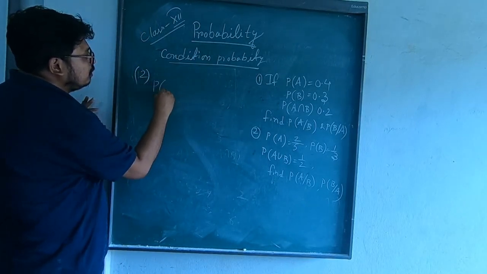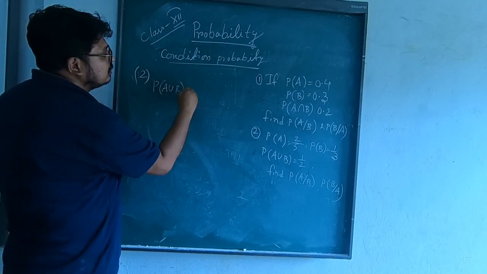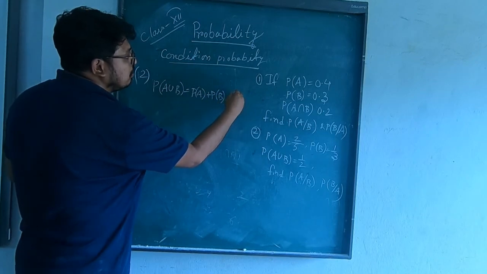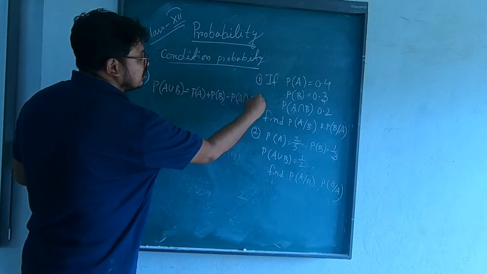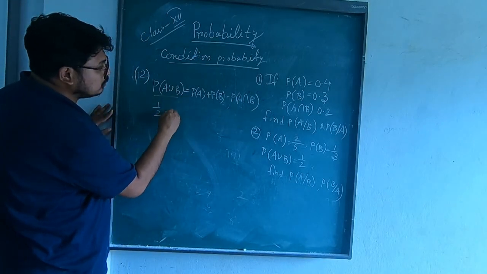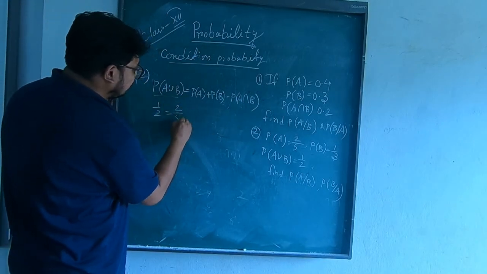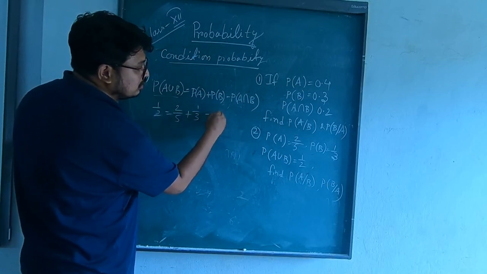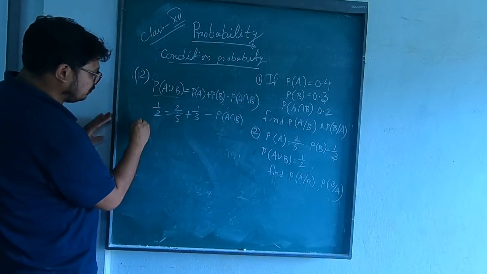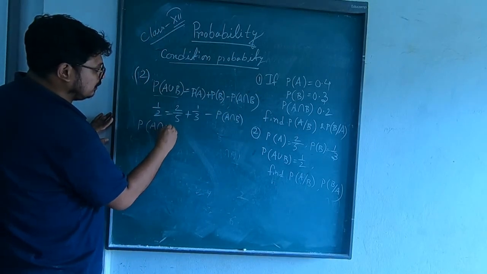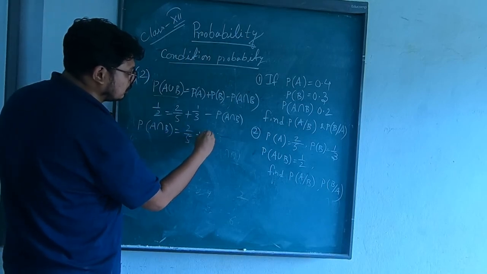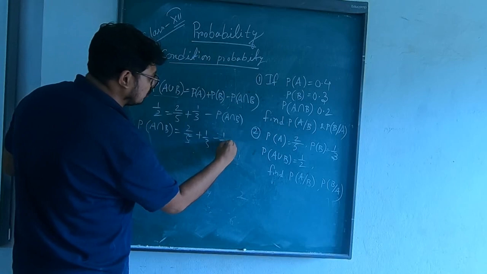The formula is, we know that P of A union B is P of A plus P of B minus P of A intersect B. This formula we are going to use. So this value is given as how much? 1 by 2. P of A is how much? 2 by 5, plus 1 by 3, minus P of A intersect B. Now if you exchange, P of A intersect B will come to this side: 2 by 5 plus 1 by 3, minus 1 by 2.